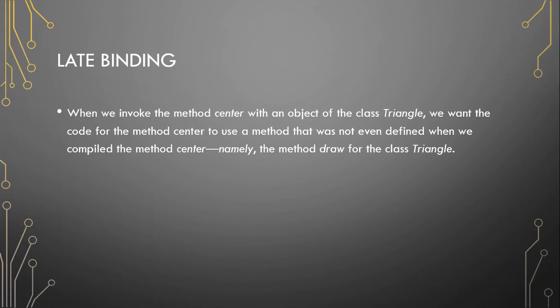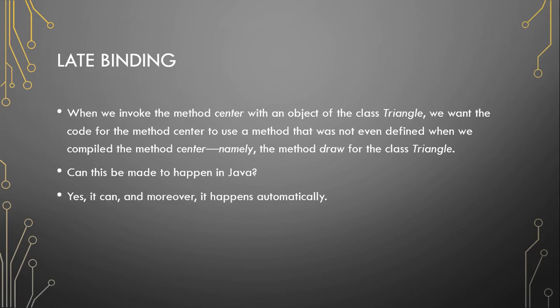Now, when we invoke the method center with an object of the class triangle, we want the code for the method center to use a method that was not even defined when we compile the method center. Namely, we were looking at the method draw for that of the class triangle. See if it can be applied to other shapes as well. Now, can this technically work within Java? Making these new methods work within these classes?